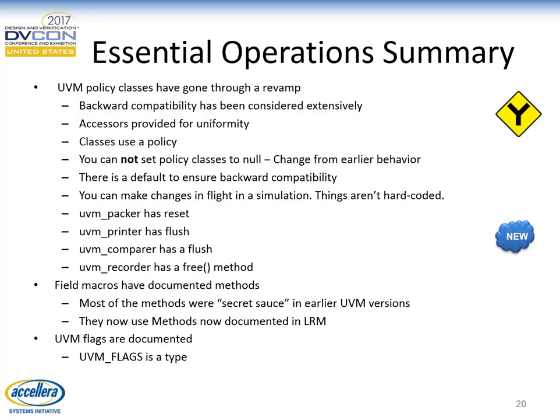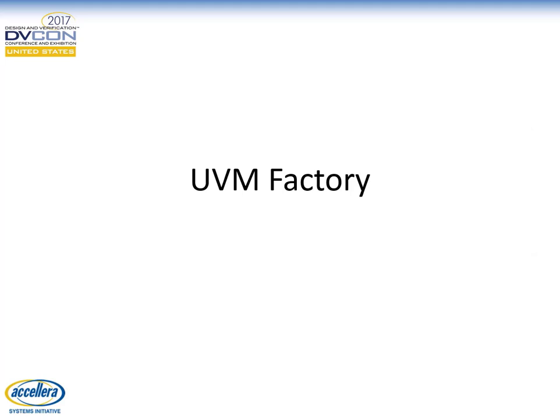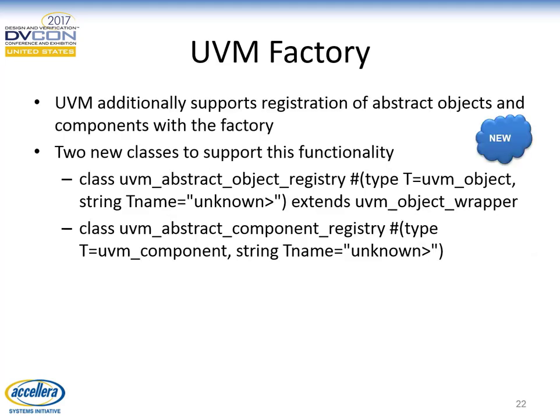Wherever we saw magic numbers and integers, we've gone and replaced them with types. So UVM flags is a type. Okay, so here's where the fun starts with the UVM factory. Earlier, if you remember, when you made a call to the factory, it called new under the hood. You couldn't register abstract objects. So we've gotten two new types of classes to support this functionality, called abstract object registry and abstract component registry.